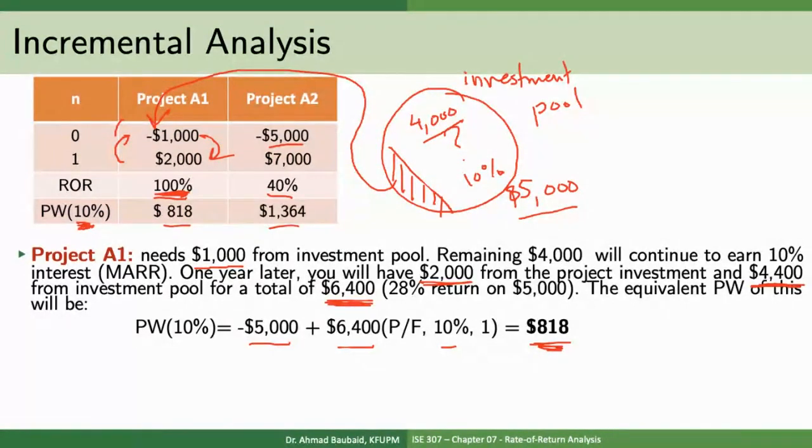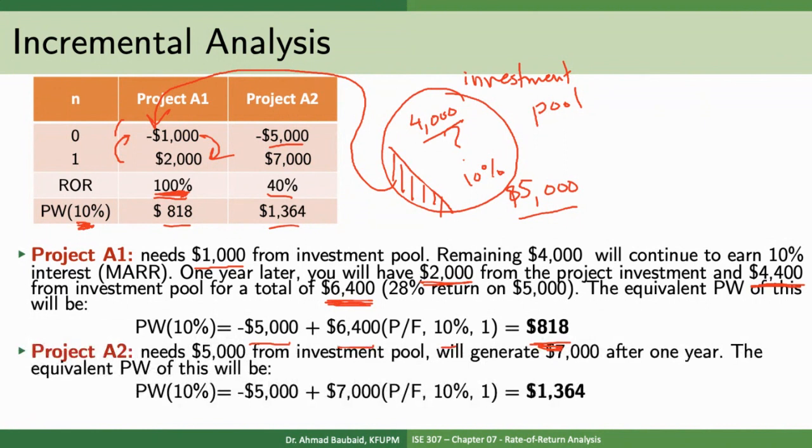Because remember, we had two perspectives when we computed the net present worth, if you remember the investment pool concept that we covered in chapter 5. This is exactly what's happening. We take money from the investment pool, we put it in an investment, and the remaining part earns interest at the MAR. But if you compute the present value of the total, it gives us the same thing as the present value of the project at the MAR.